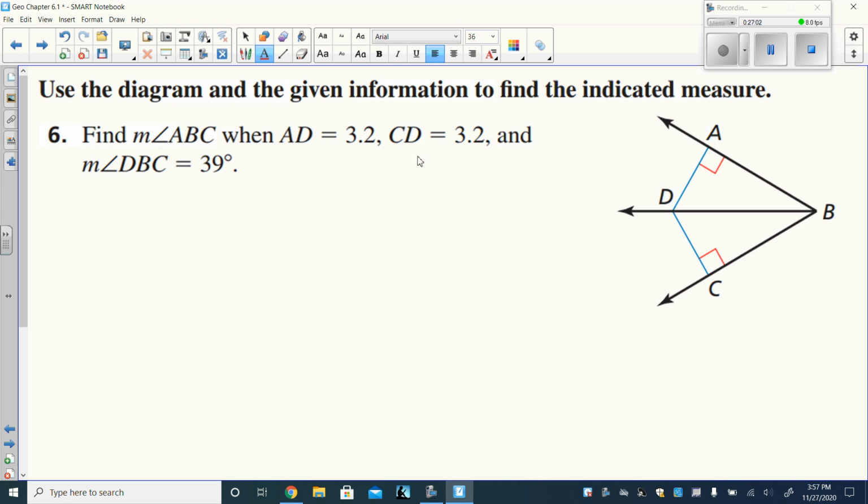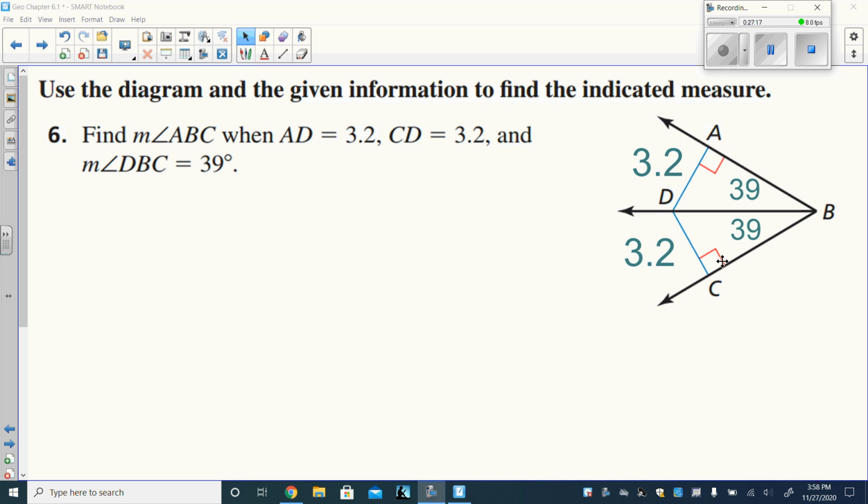And we could do this one here. I'll let you do this one on your own. Give it a try, see if you can figure out what it is. Hopefully, once you went through and solved this, it tells us that AD is 3.2 and CD is 3.2, which means it's going to be set up like this, 3.2 and 3.2. Since these are the same, it means we have an angle bisector, so both of these would be 39.